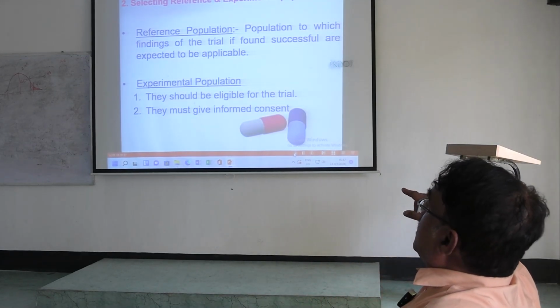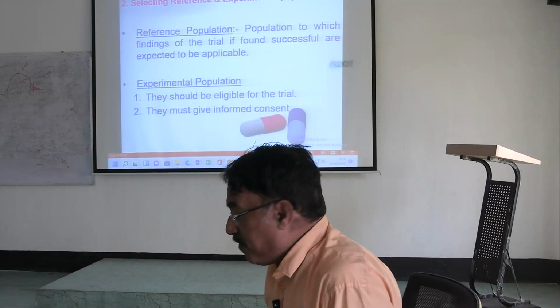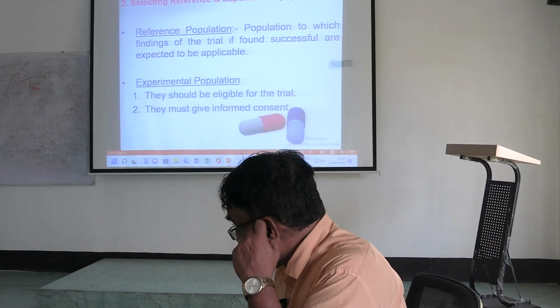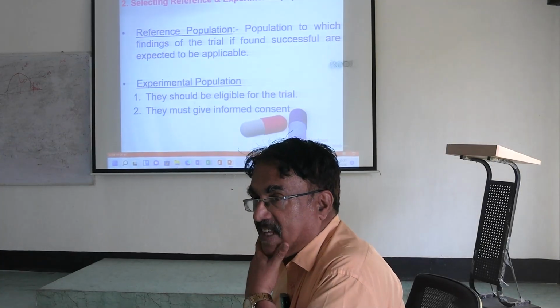And experimental population, they should be eligible for the trial. They should give informed consent. Informed consent is very important. You have to get it signed. And also, if there is something wrong, some side effect is there, the company which is bringing the medicine should be in a position to give compensation.